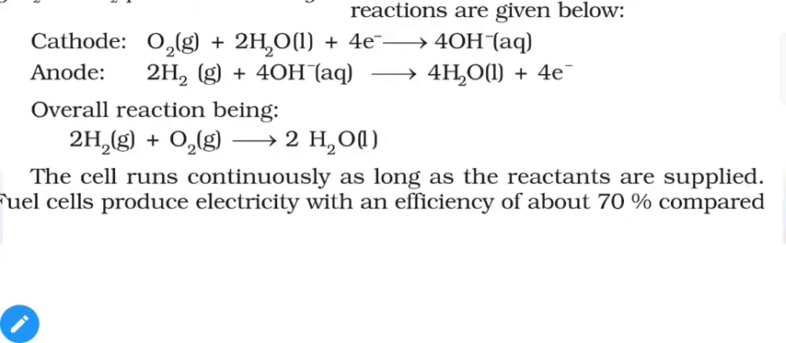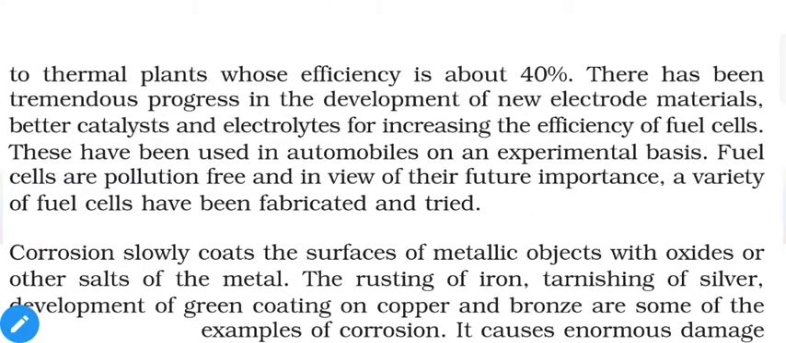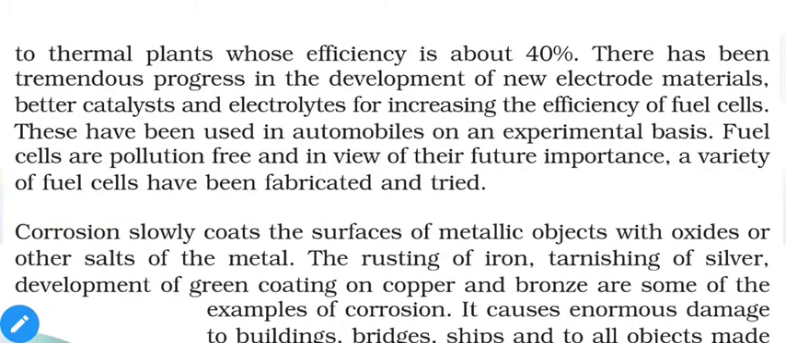This cell runs continuously as long as the reactants are supplied. The fuel cell produces electricity with an efficiency of about 70%, compared to thermal plants whose efficiency is about 40%. This is the maximum limit. With the latest technology we have reached up to 40% efficiency. In earlier days it was even lower than this. That means from 100 grams of coal, the energy you are absorbing is equal to 40 grams of coal. 60% is wastage, and waste means pollutant. So that's a main downgrade for our traditional fuel.